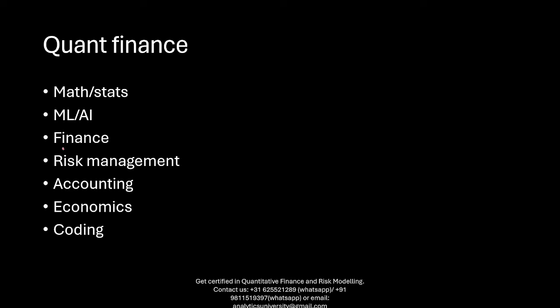It takes topics from many academic areas: mathematics, statistics, machine learning, AI, finance, accounting, risk management, economics, coding, even nowadays psychology as well. It's such a vast area, and it's practically impossible to cover all the topics from these many areas. What is important therefore is to know how much to learn, how much not to learn, and to what extent you need to learn, right? You cannot simply go into the depth for each and every single topic. That is not at all required.